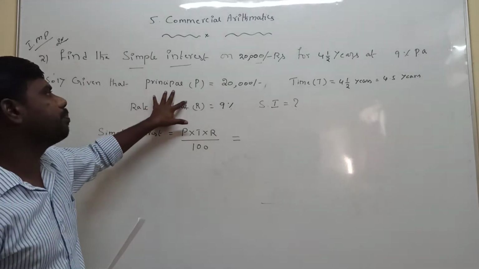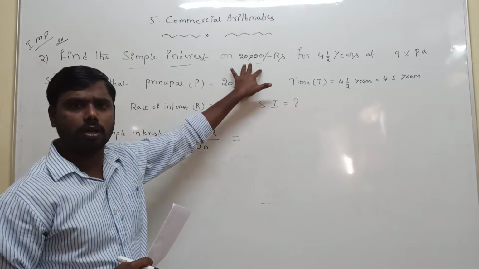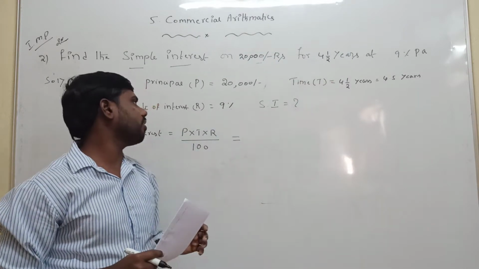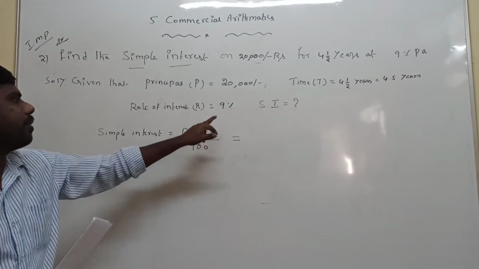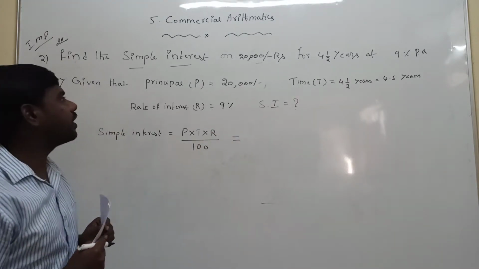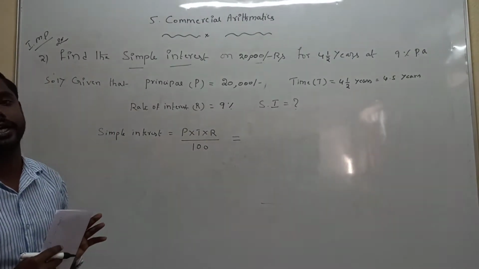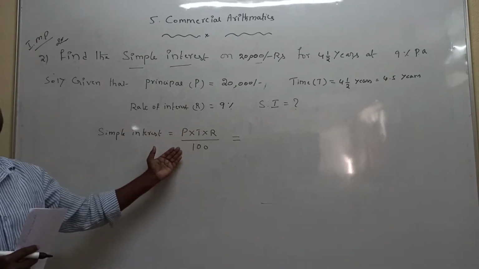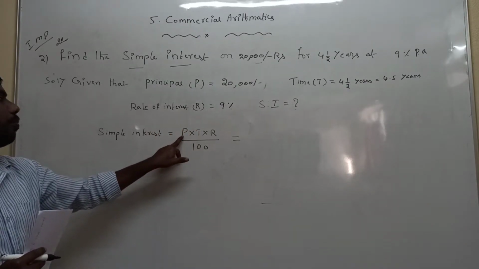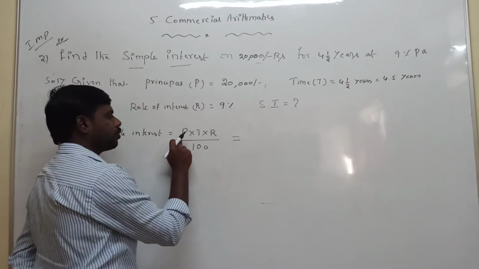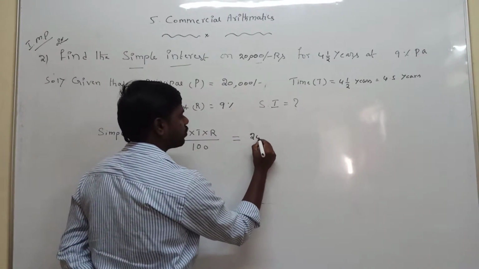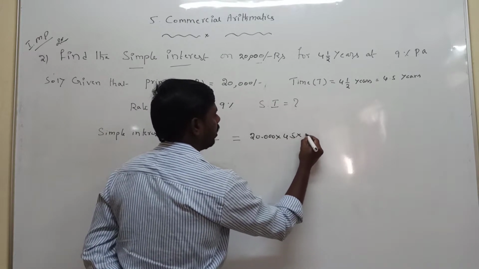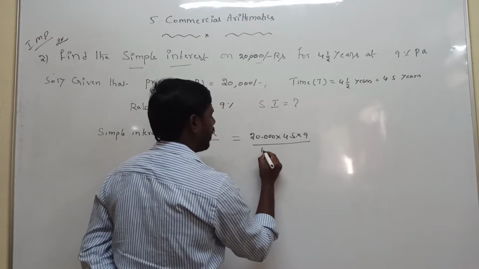Given the principal amount is 20,000. The duration of time given is 4.5 years. The rate of interest given per annum is 9%. What they are asking is to calculate simple interest. That's why we take the simple interest formula, PTR by 100. P is nothing but the principal amount. Substitute the PTR values. P value is 20,000, T value is 4.5 and R value is 9 by 100.